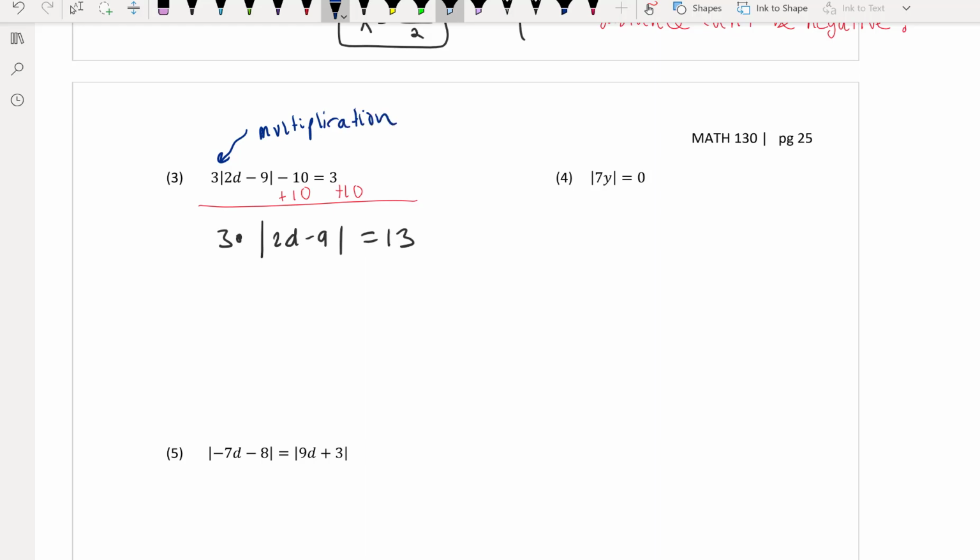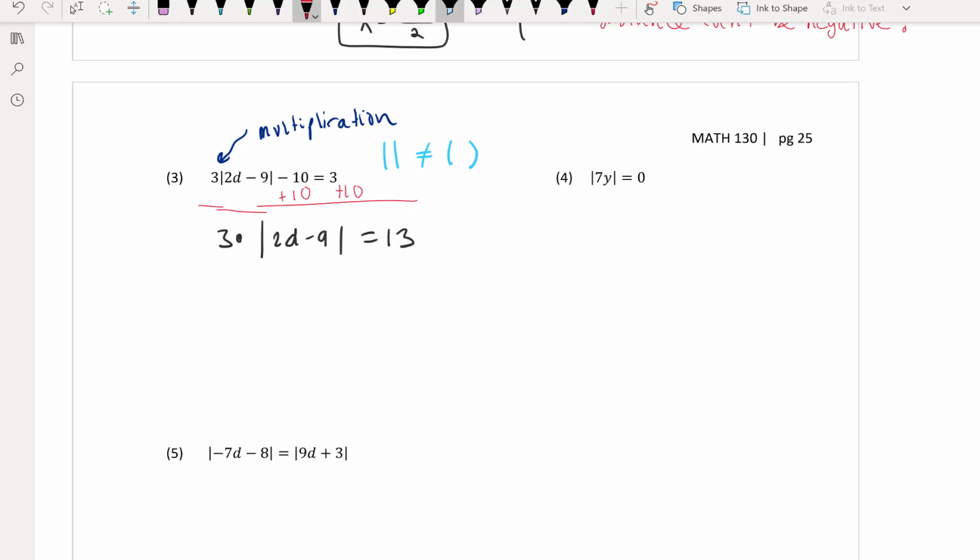And from here, you cannot distribute that 3. The absolute value is not parentheses. Absolute values do not equal the same thing as parentheses. So that means you cannot distribute. That is not a good idea to distribute at all.